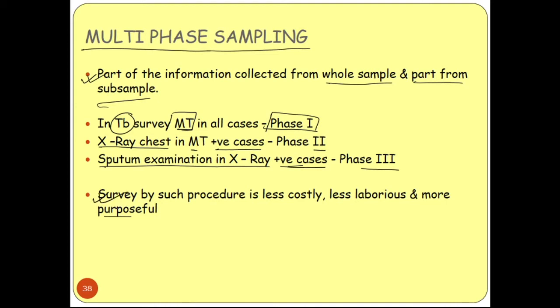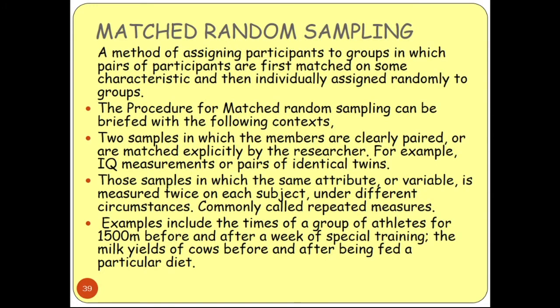So this is also a very important sampling technique, because it is less costly and less laborious. You can do it without much effort, it is more purposeful, and it can serve your purpose very clearly. That means you can get the actual, perfect data from the whole sample, the whole population. Okay. So another sampling technique is matched random sampling.